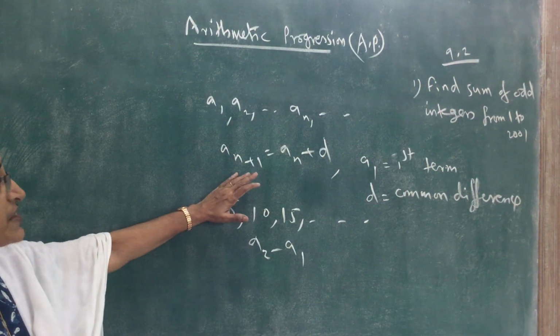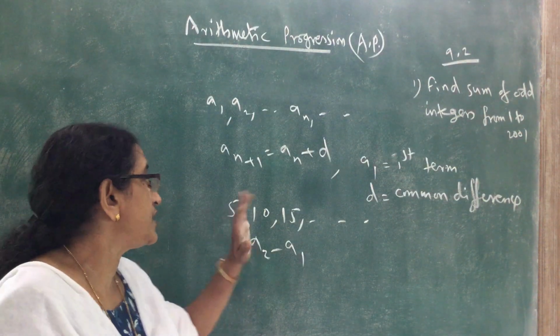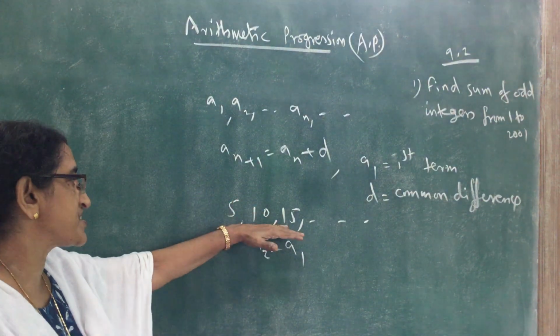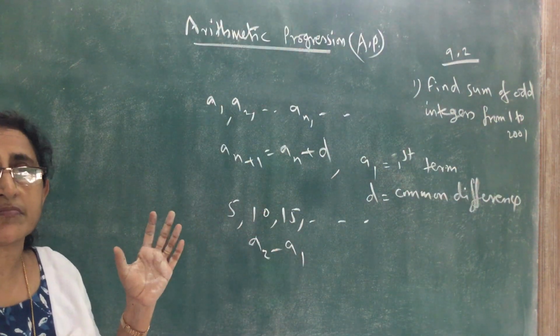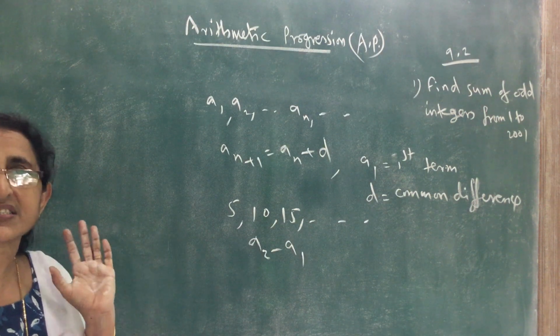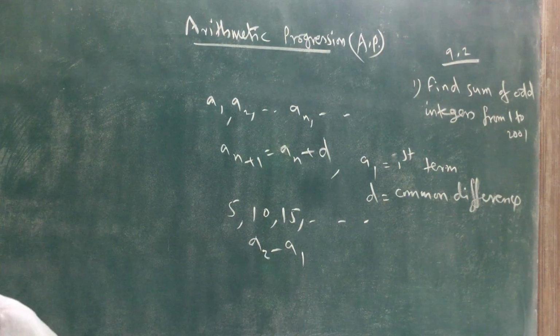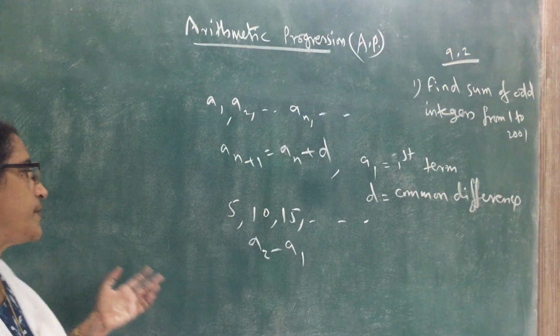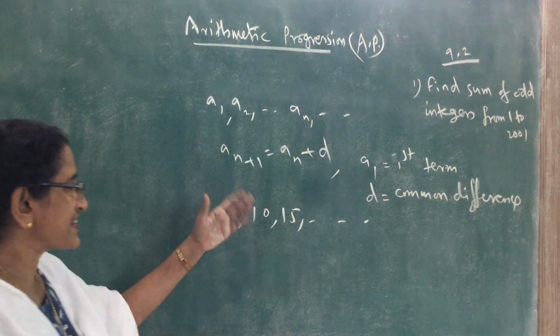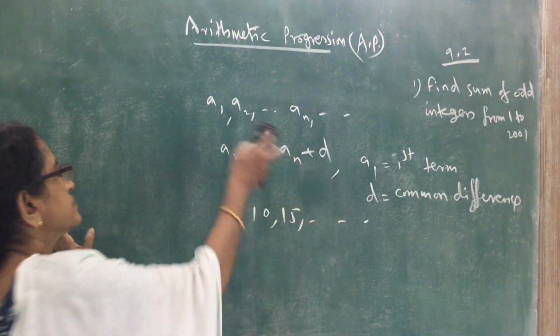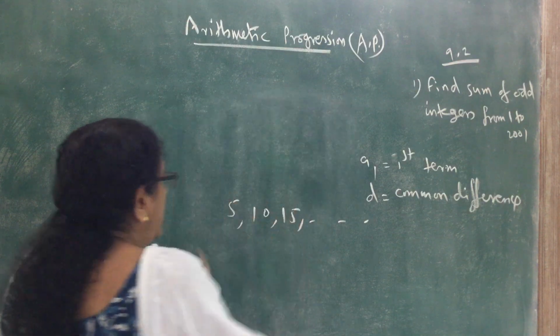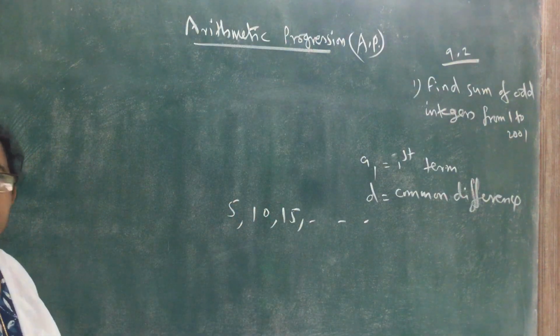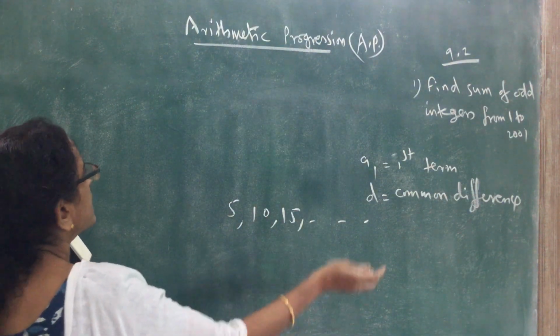Now there are some simple properties for arithmetic progression. In an arithmetic progression, if each term is multiplied by some constant, the resulting sequence also will be an arithmetic progression. For example, if you multiply each term by 2, what is the resulting sequence?